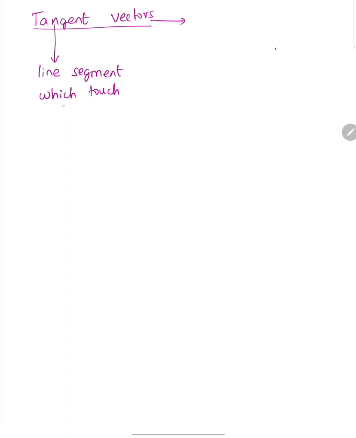Today we will study the concept of tangent vectors. The term tangent vector includes two words: one is tangent, another one is vector. Tangent means it is a line segment which touches a curve or any figure at one point. Vector means it is a directed line segment.